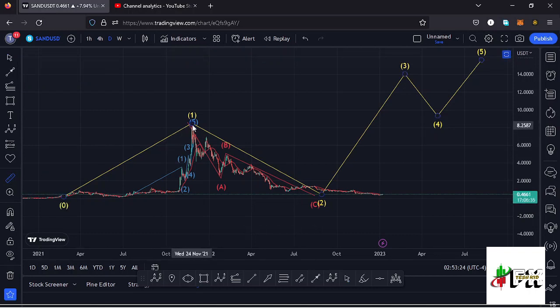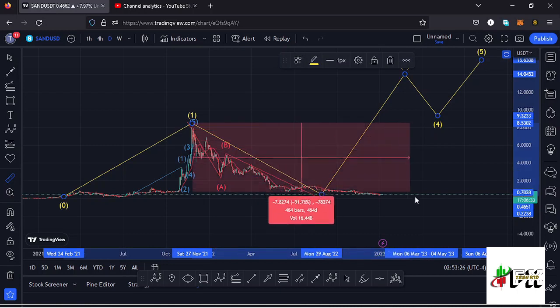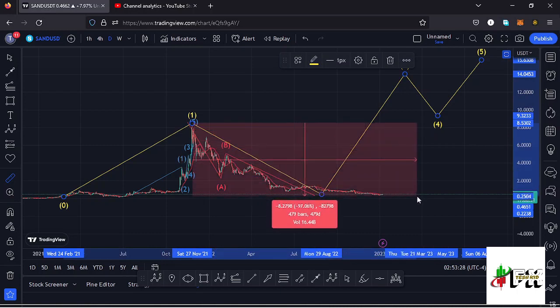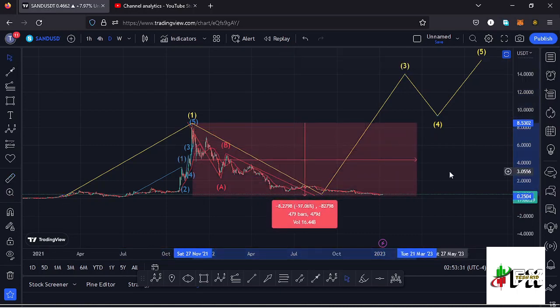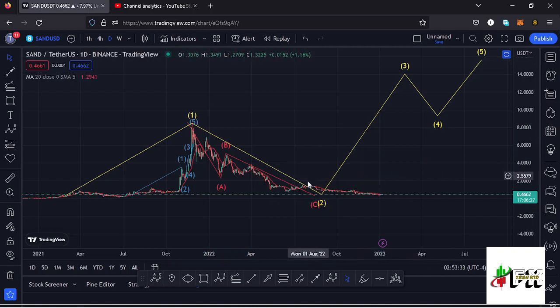And if I give you a measure from the all-time high, you can see that Sandbox is down more than 97%, meaning there are chances that we might have seen the low for this higher Elliott wave count 2 and also the bear market low.